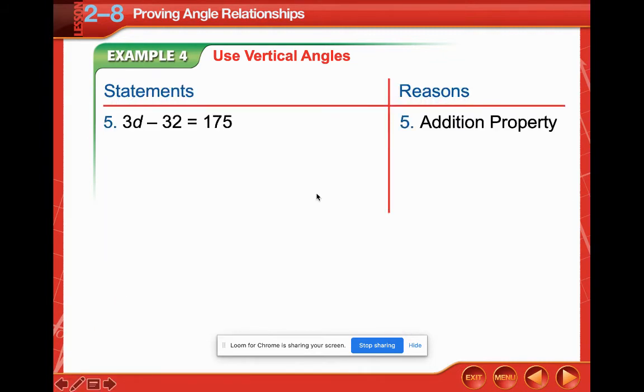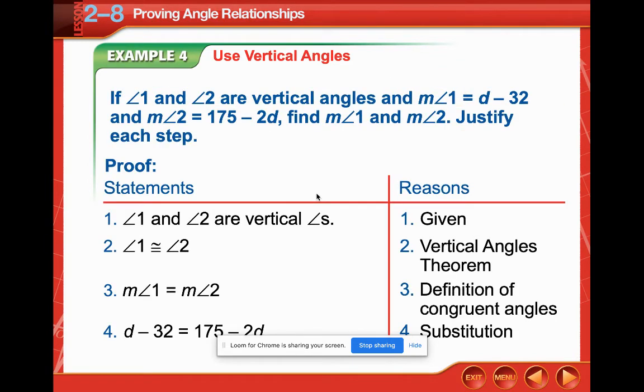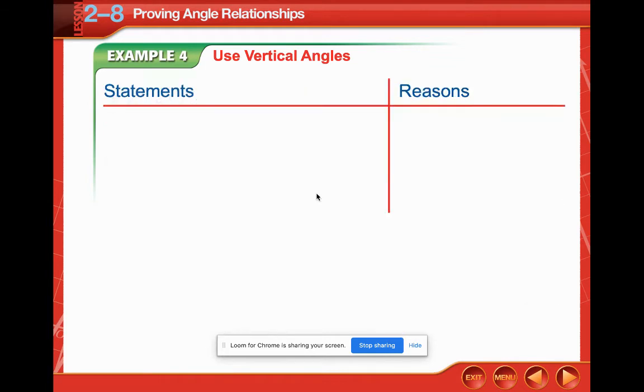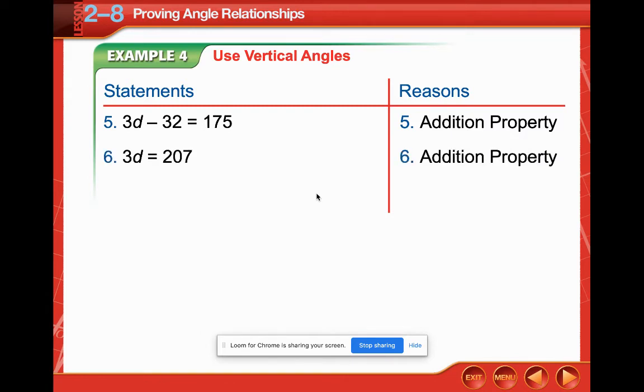Let's keep going. Oh my goodness, addition property. Who was ready for that? Look at that. They add stuff. They added 2d to both sides, it looks like. Yep. What will they do next? Something tells me more addition. More addition, double the addition. They added 32 to both sides. Very nice. 3d equals 207. And then division. They divided both sides by 3. You're going to get d equals 69.